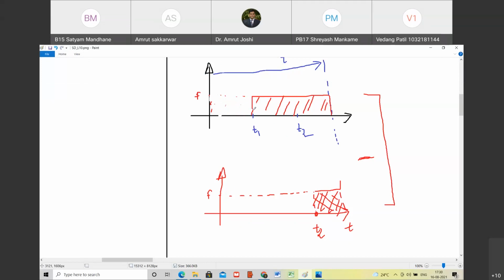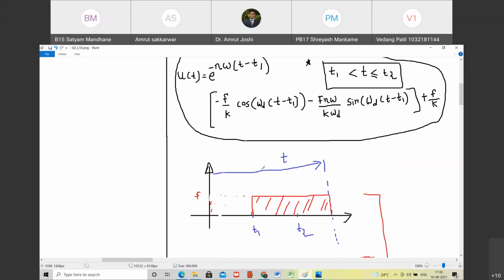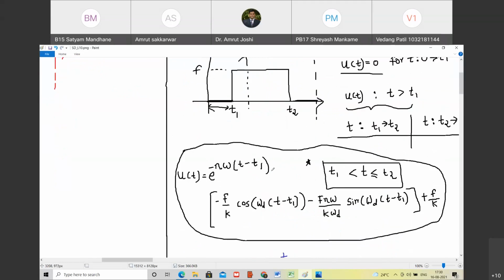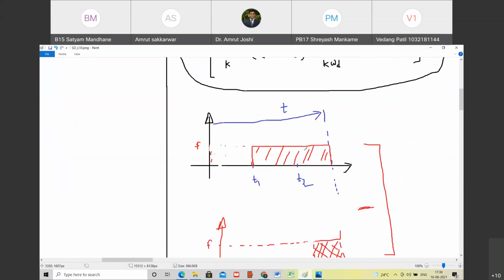From T1 onwards, the load is constant. Do you agree with me? Yes, from T1 onwards. So this same response, if I write it here also for T greater than T2, it will be the response for this load. Do you agree with me?